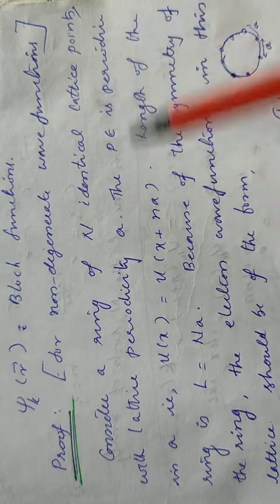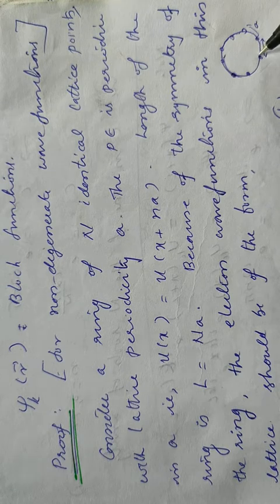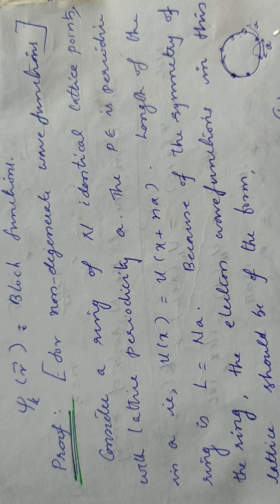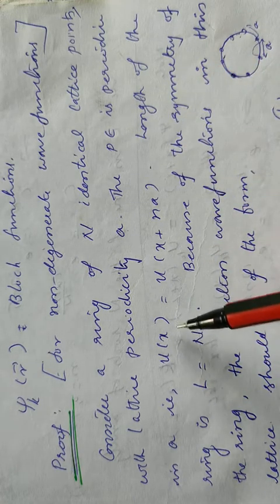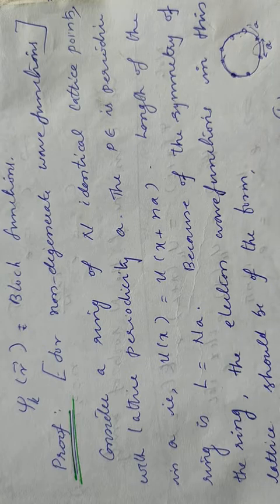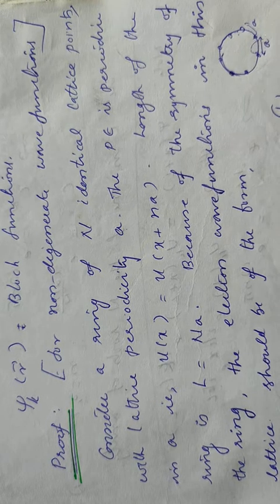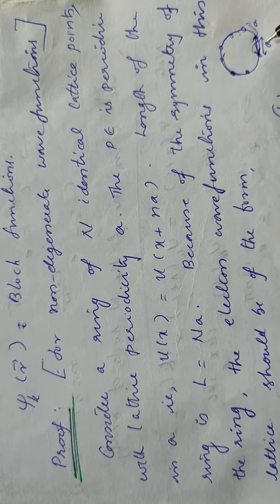The potential energy is periodic in A. That means the potential varies periodically between these lattice points, so u of x can be written as u of x plus n into A. The periodicity of the lattice is the periodicity of the potential itself. So this is the period of the crystal lattice, A.